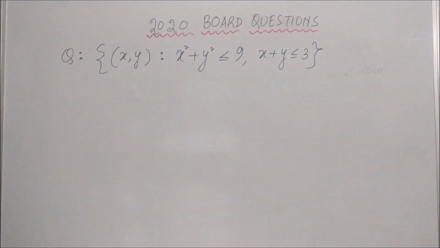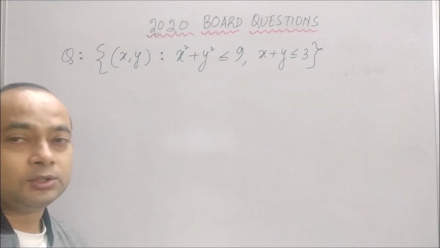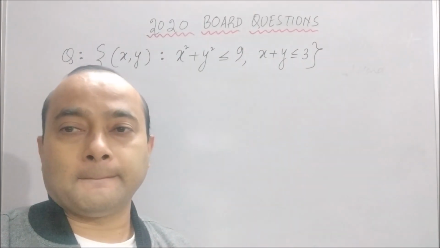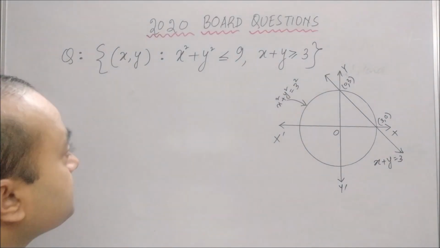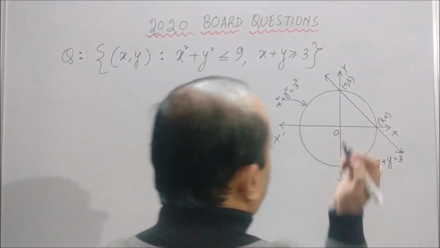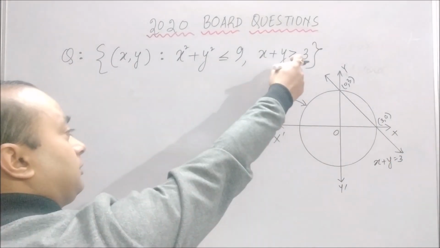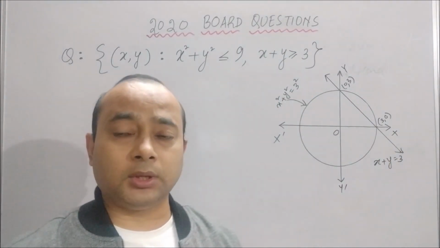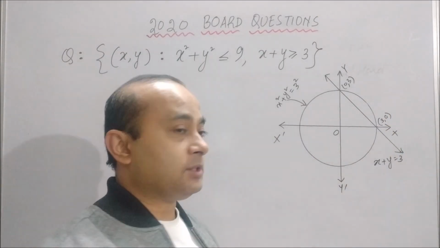So here what we see, this is a circle and this is a straight line. So first let us draw the diagram. So our diagram is ready. This is the circle whose center is at the origin with radius 3 units, and this is the straight line whose x and y intercepts are both 3. So for x we have (3, 0), for y we have (0, 3).